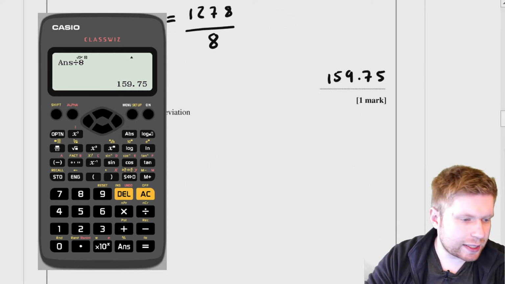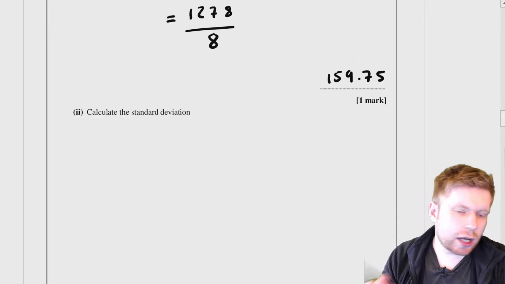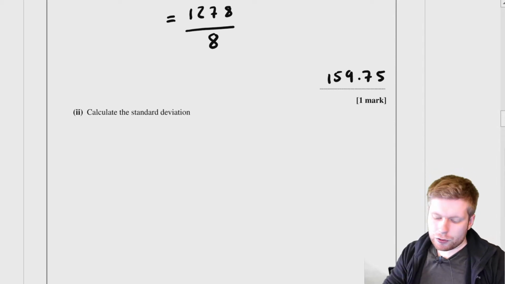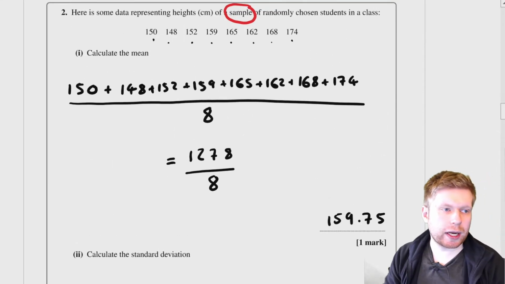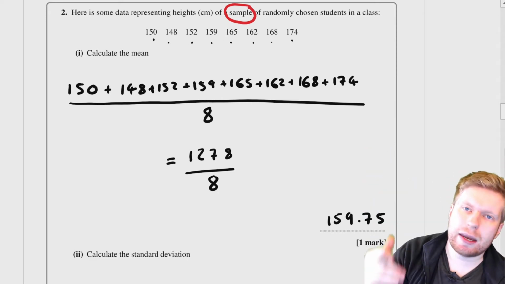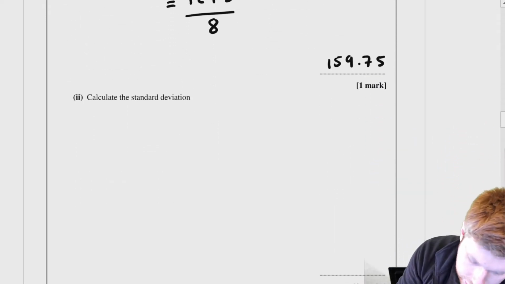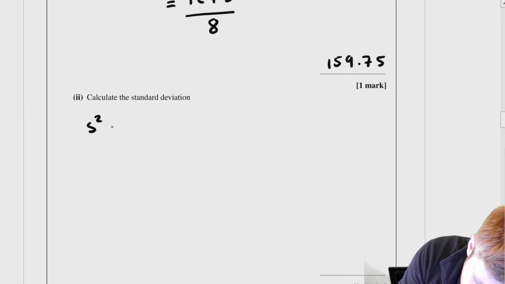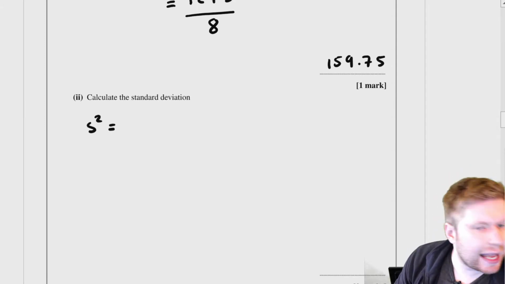Next question is asking about standard deviation, okay? So there's a couple of different formulas for standard deviation. First of all, are we talking about a sample or population? Well, we're told in the question it's a sample, okay? Which means we're going to need to divide by n minus 1. So first things first, I'm going to calculate variance, okay? So I'm going to calculate s squared.